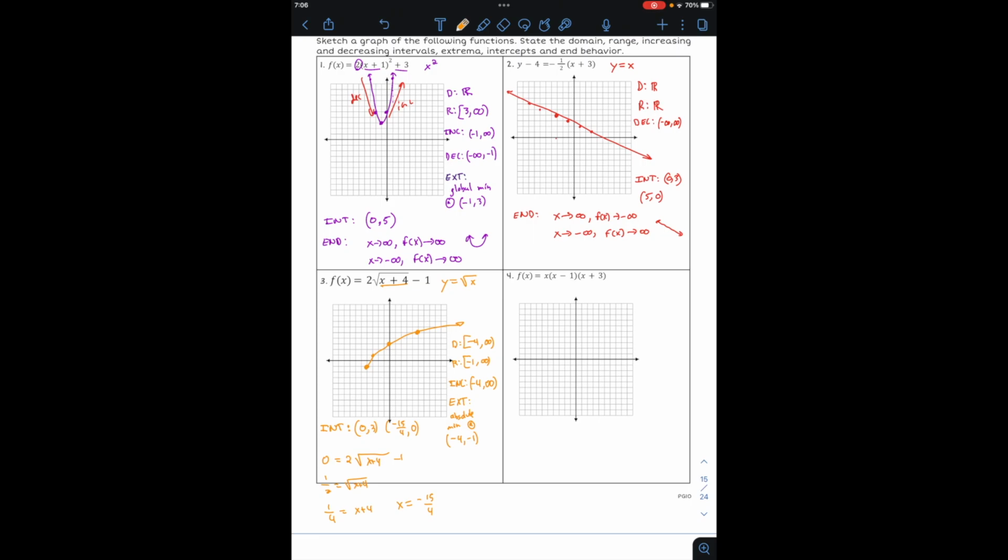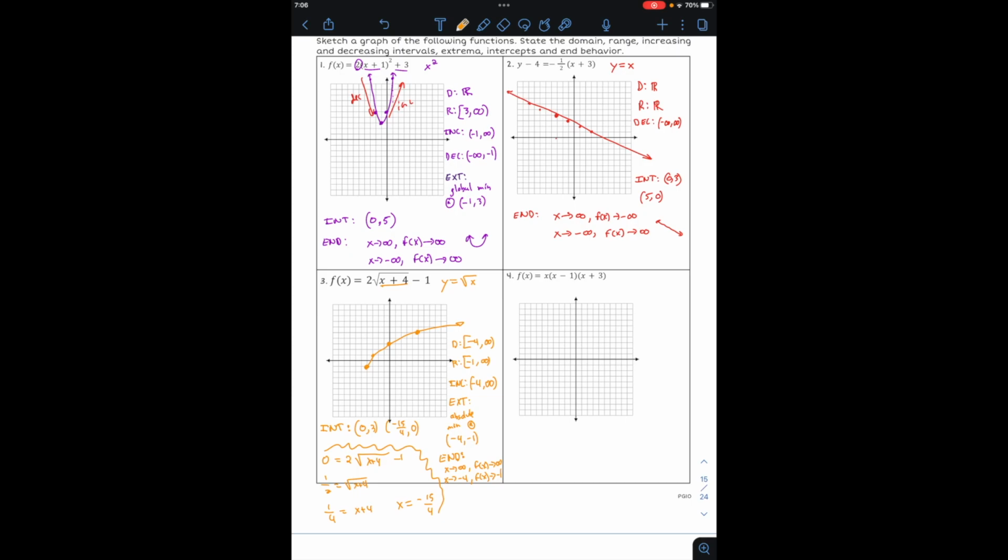And let's see, end behavior. As x is off to infinity, f of x is off to infinity. But then on the other end, x is heading towards -4, and f of x is heading to -1. Okay, and we'll just sort of scribble this work here.